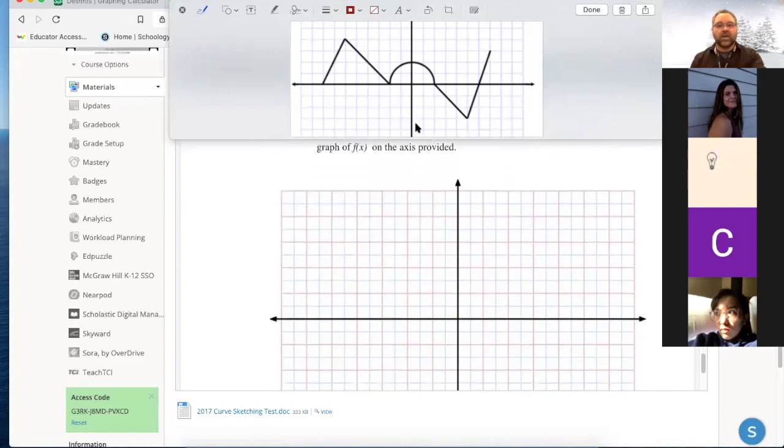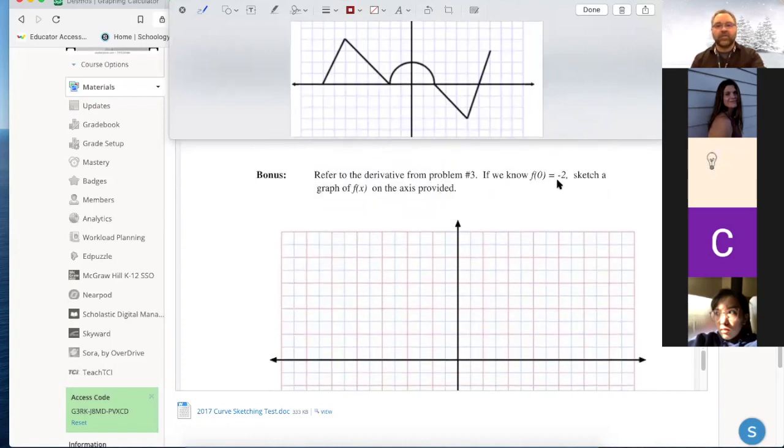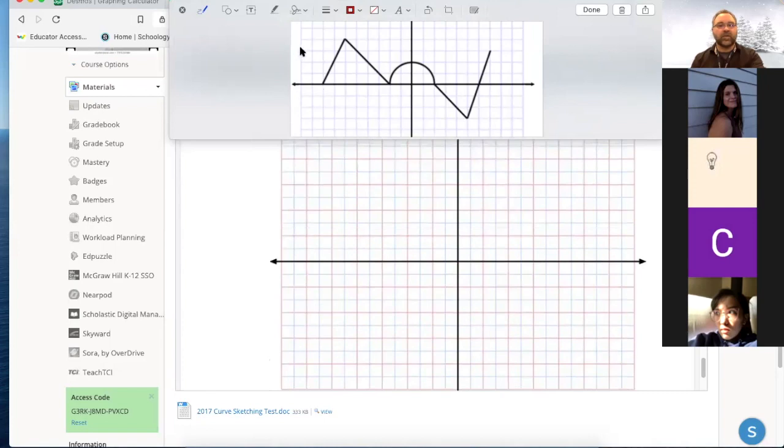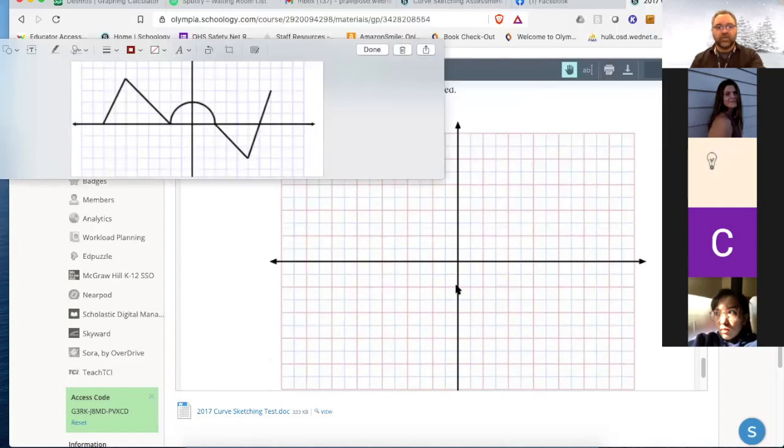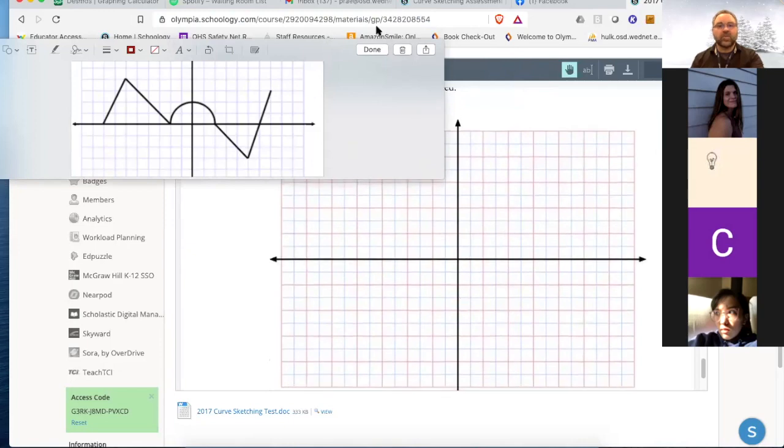Okay, so I know that f of 0 is -2, so I'm going to draw that point in here. f of 0 is -2. And then what happens from 0 to 2 is that we increase, but we are concave down.